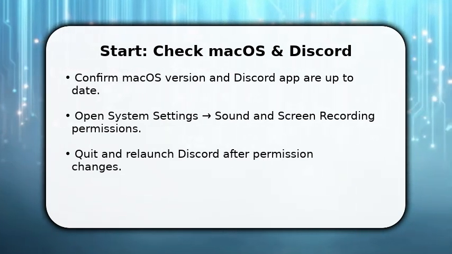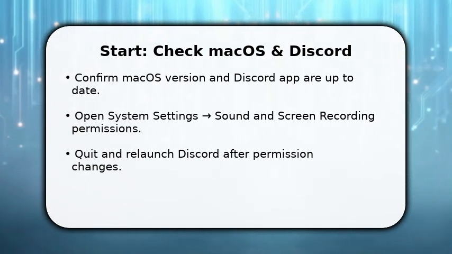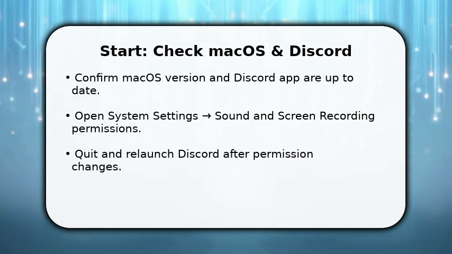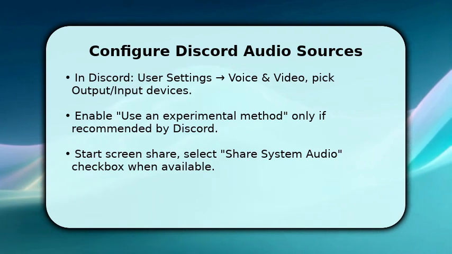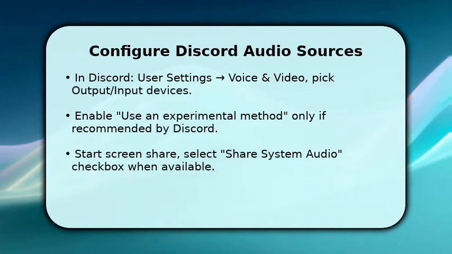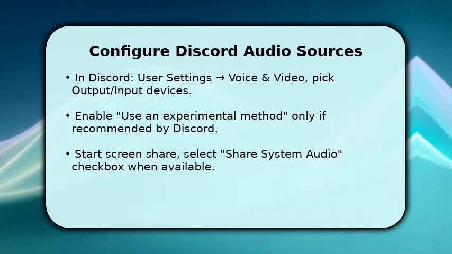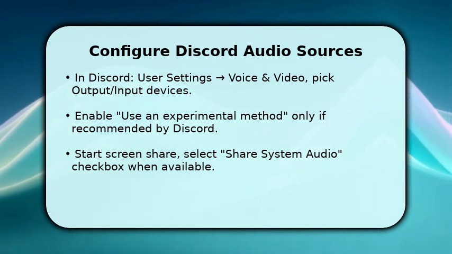You do this now to prevent permission-locked audio streams and to prepare the app for the next step, selecting correct output and input devices inside Discord. Next, you configure Discord's audio sources because mismatched devices cause no sound. Go to User Settings, Voice and Video, then explicitly select your MacBook's built-in output or the virtual device you use. Also set the input to your microphone.